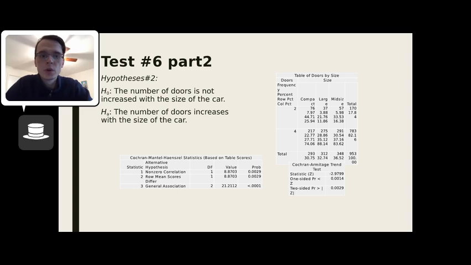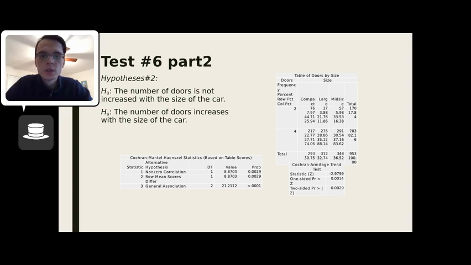Based on the chi-square test results, we are rejecting our H0 hypothesis, since our p-value is significantly lower than our alpha. Therefore, we can conclude that if the number of doors increases, the size of the vehicle will also increase. One of the examples from the chi-square table that can support our conclusion is the comparison between two-door and four-door cars with the size compact.